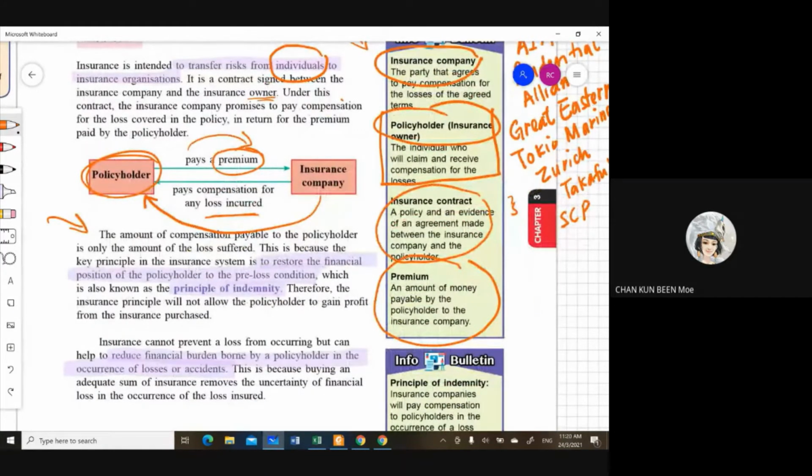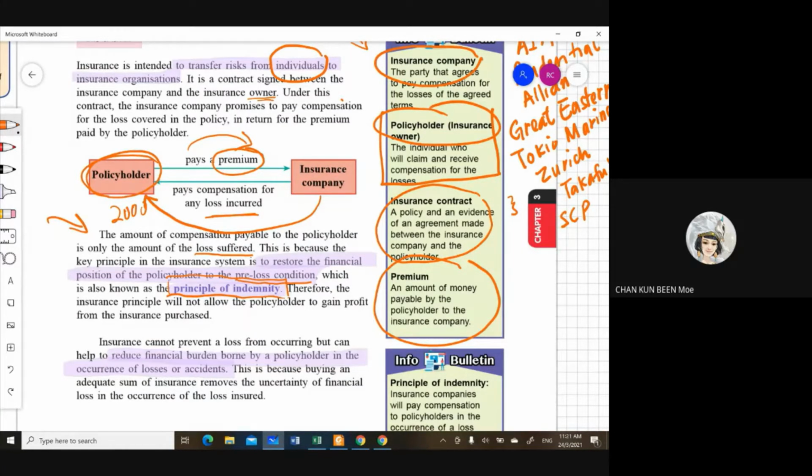Look at this second paragraph here. The amount of compensation payable to the policyholder is only the amount of the loss suffered. For example, if your car is damaged and you need to repair your car for 2,000, they won't pay you more than that. You are only paid the amount of the loss suffered. This is because the key principle in the insurance system is to restore the financial position of the policyholder to the pre-loss condition, which is known as the principle of indemnity. So you need to know this word, principle of indemnity.